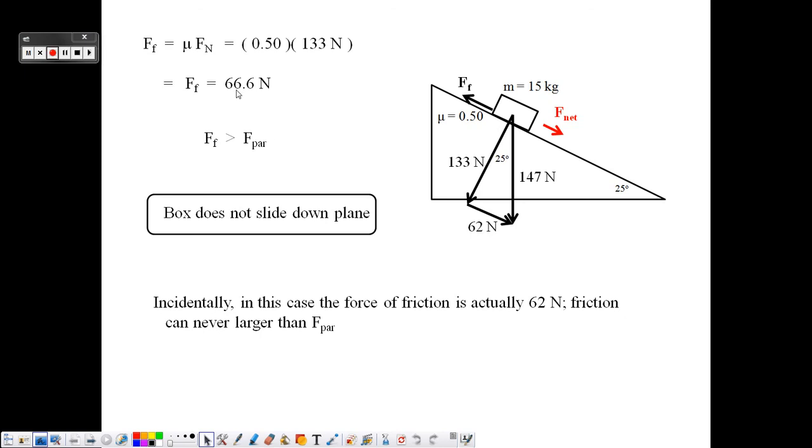If force parallel was greater than this, then the force of friction would be 66.6 newtons, but there would be a net force down the plane. So to be strictly correct, the force of friction in this case is actually the same as force parallel. The answer is the same. The box does not slide down the plane. But just to be strictly correct, the friction force can never be larger than that.